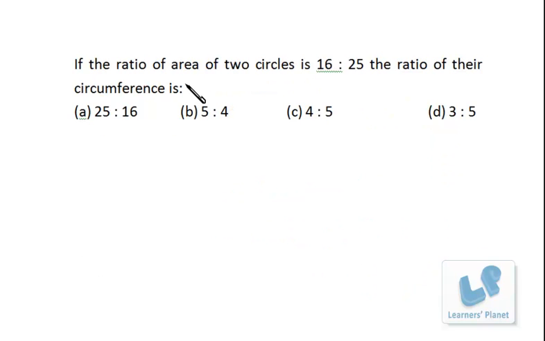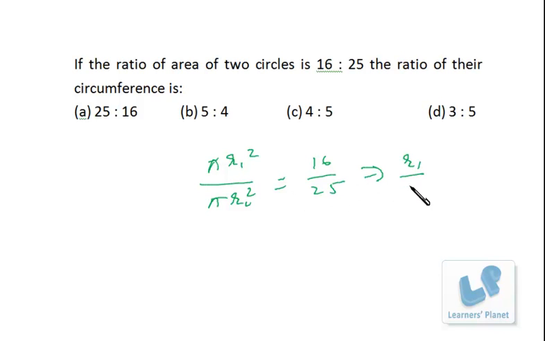Now if the ratio of area of two circles is this, the ratio of their circumference is quite simple. In area, the radius is there in square, and in circumference the radius is a linear function, right? So suppose pi r1 square by pi r2 square is 16 by 25. That means r1 by r2 is 4 by 5, right? So we have to find out 2 pi r1 by 2 pi r2. So that is 4 by 5.